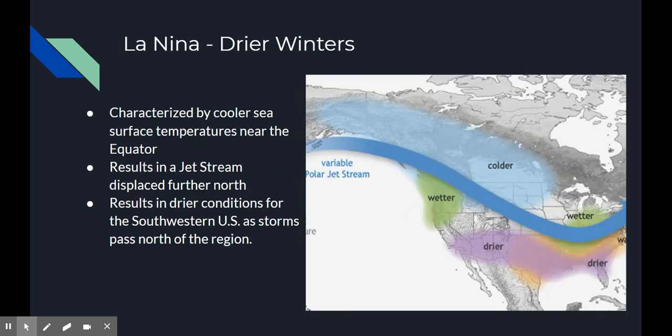The opposite of the El Nino is the La Nina, and is characterized by cooler sea surface temperatures near the equator. It results in a jet stream that is displaced further to the north. And with the jet stream being further north, we have a drier weather pattern across our area, especially in the winter.